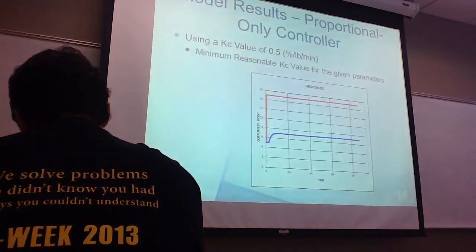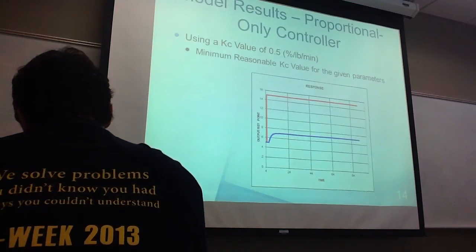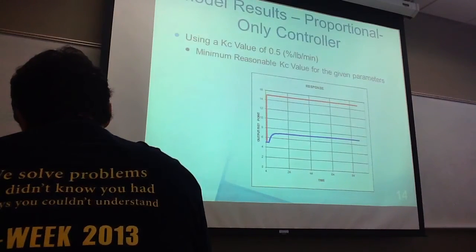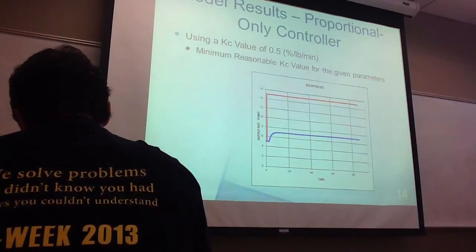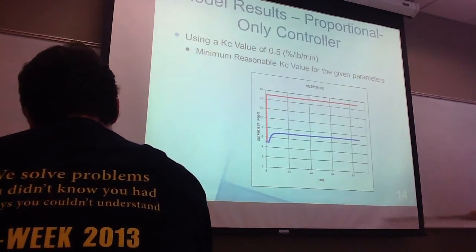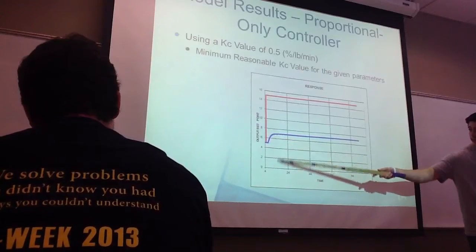And on to the minimum reasonable KC value, we used a 0.5% per pound per minute. We found this to be overdamped, 1/500th decay ratio. It's monotonic, and settling time is about 5 seconds.